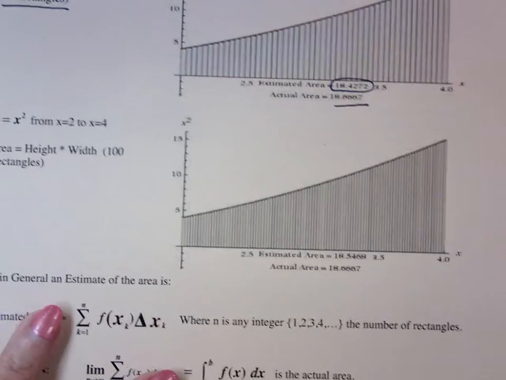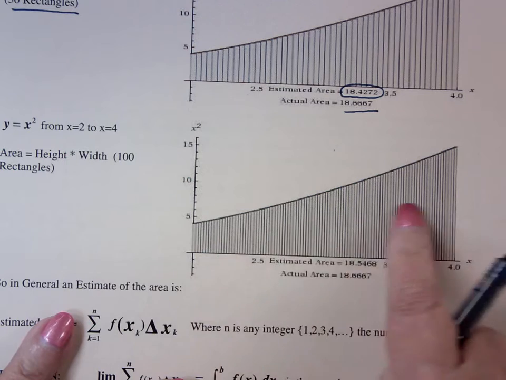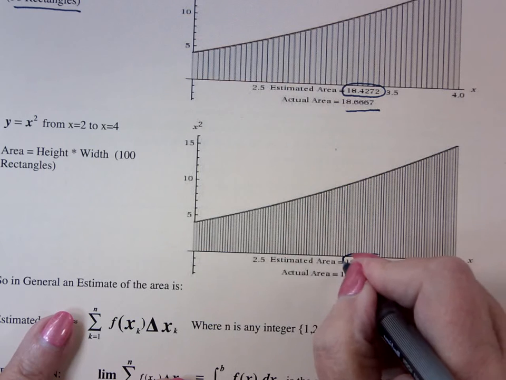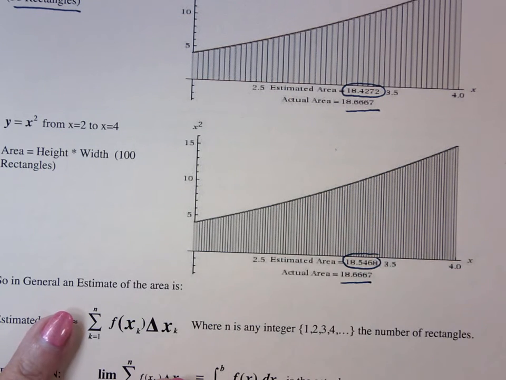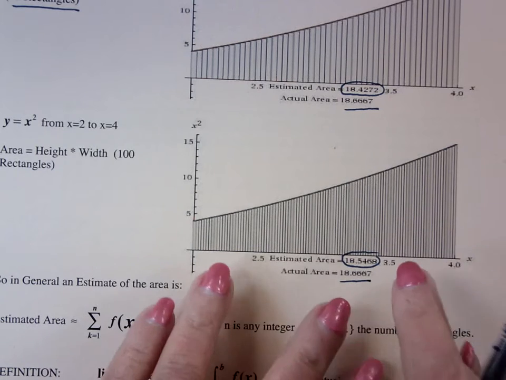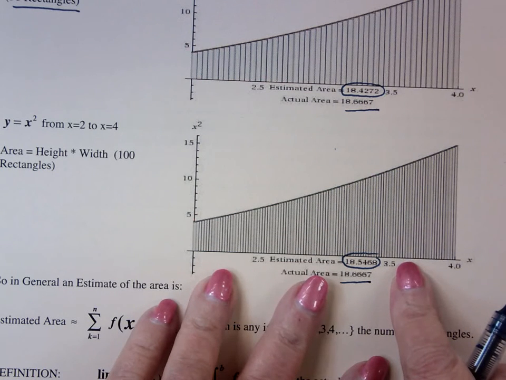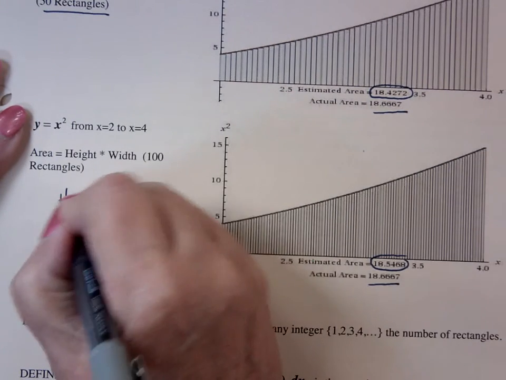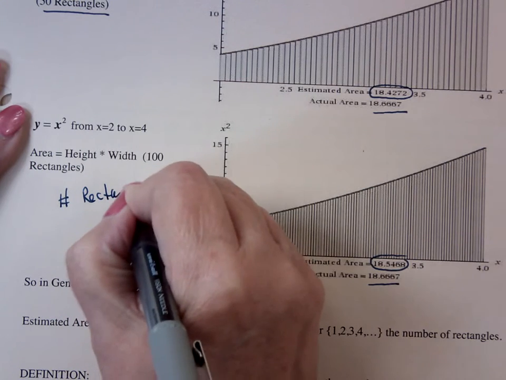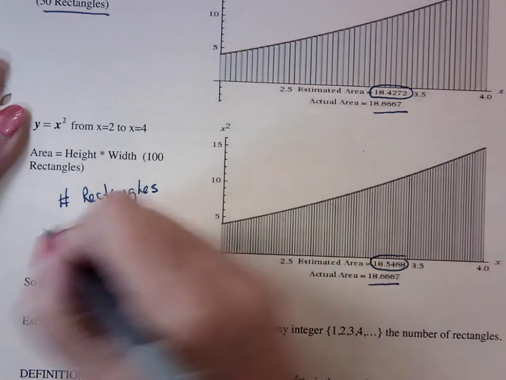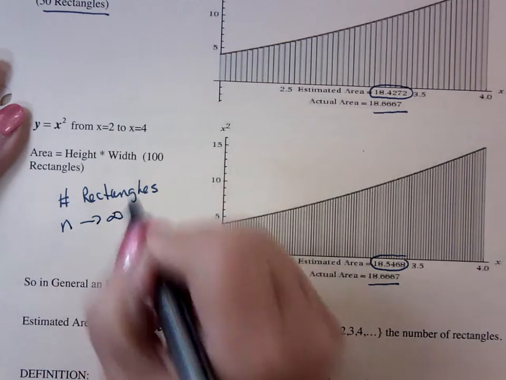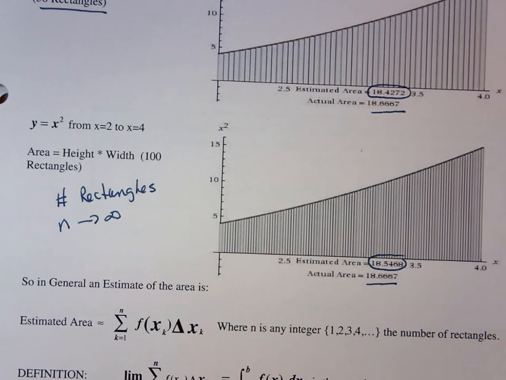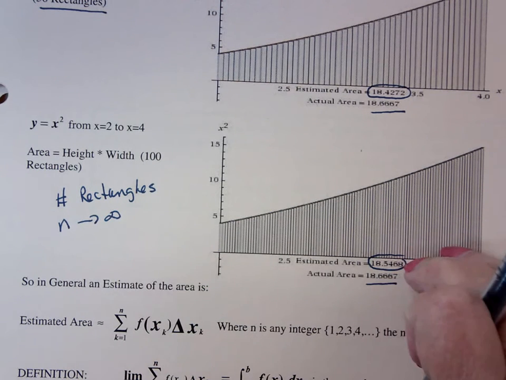Then I went to 100 rectangles. Notice how these guys are getting tighter and tighter. Eventually, I'm getting better, and that's the actual area. Now, since this is a calculus problem, we're going to let the number of rectangles become infinite. So we want the number of rectangles, which we're going to call n, to go to infinity. That will make this almost look like a solid block to get the actual area.